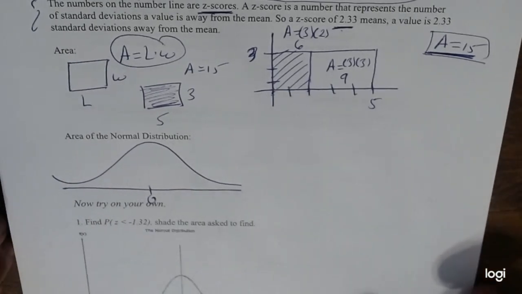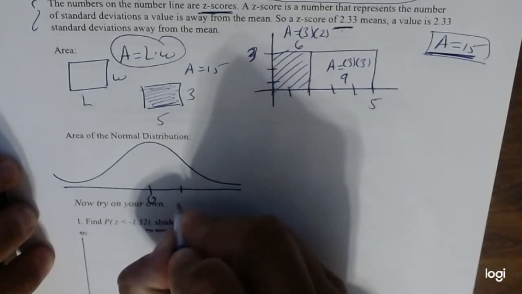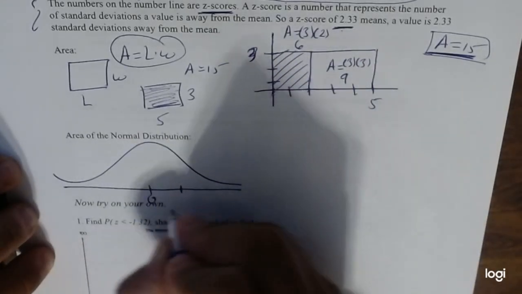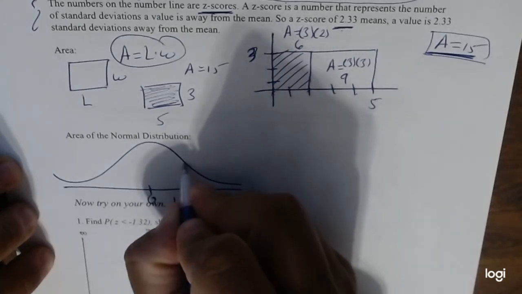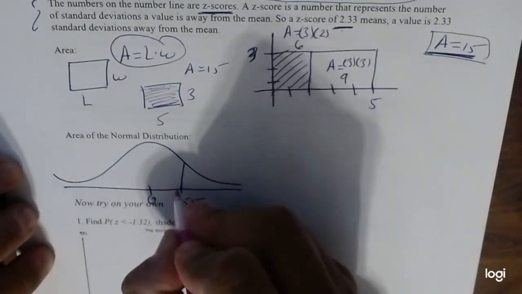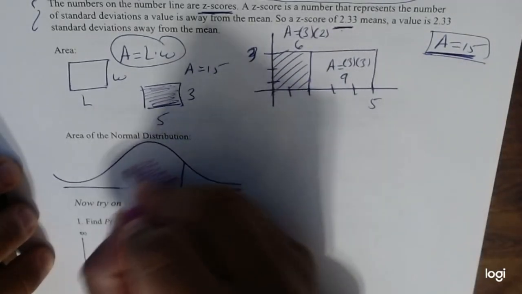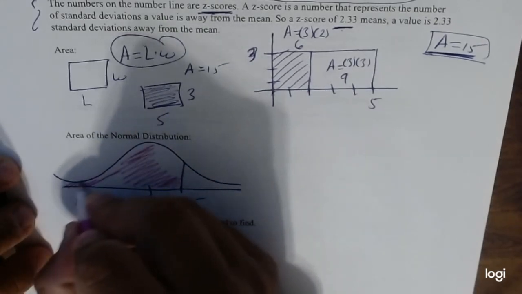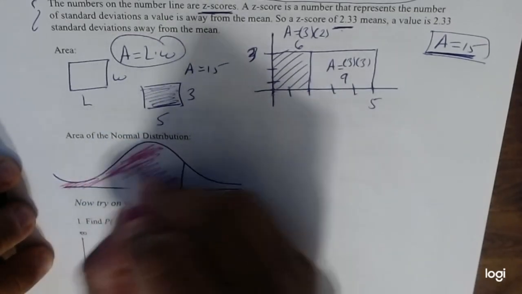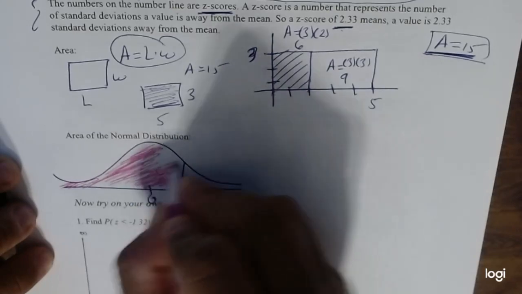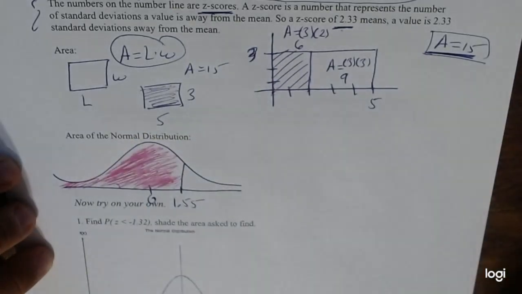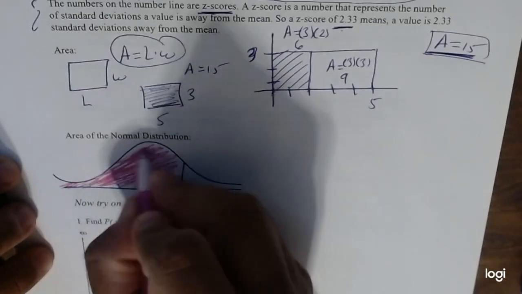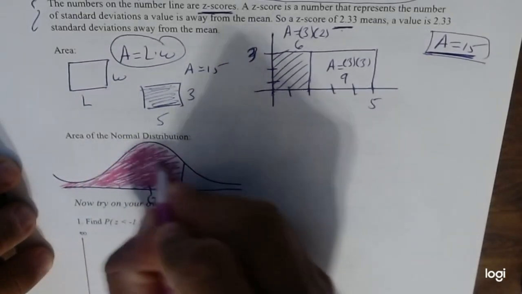So let's say we are given a z-score. Remember, z-score is the bottom portions. Let's say 1.55. And we want to find the area of all of this, all the way down there. So this is what we're trying to look for. We want to find that area itself. Again, we don't have the math behind it.